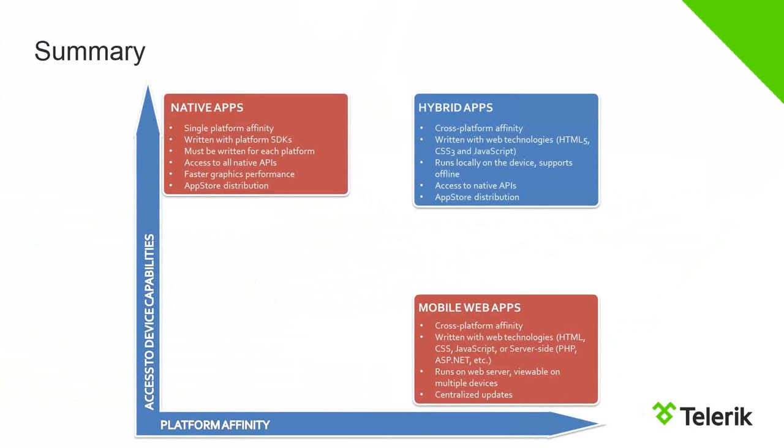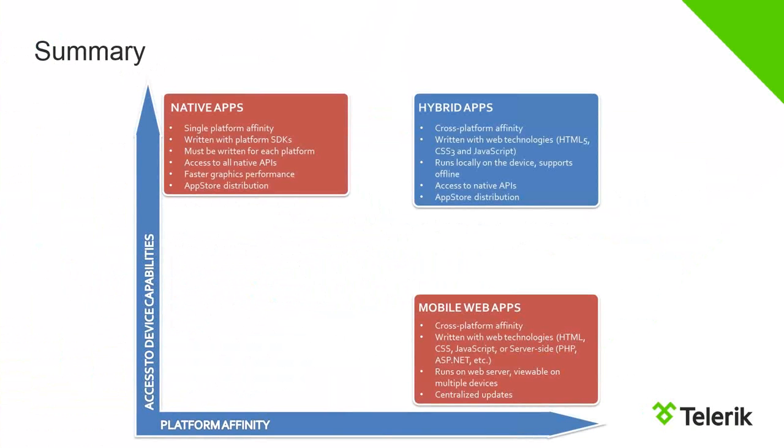But if you look at the platform affinity, it's literally zero. If you create an iOS app, it cannot run on Windows Phone or Android. If you create a Windows Phone app, it cannot run on iOS or Android. So that's why native apps have zero platform affinity, meaning they cannot run on other platforms. They can run only on their own platforms. Whereas, of course, because they are native, they're close to the metal, they have access to all the device capabilities.